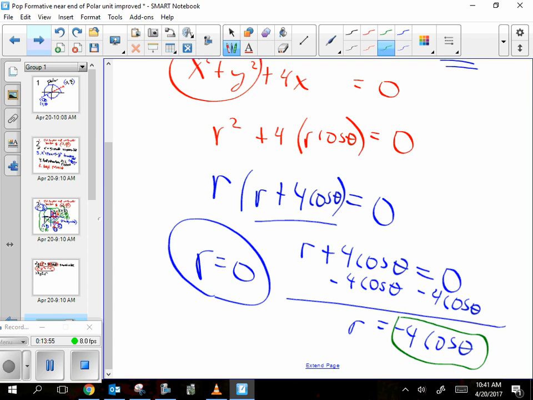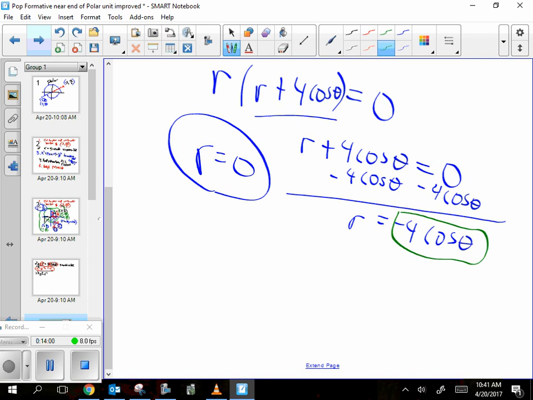Okay. R squared plus 4 times r. Okay, so you squared some stuff and, well, I multiplied by r, so I had r squared plus 4. Okay, we can multiply by r on both sides. Is that what you're saying? Yeah. Then we'll have like that. Then I just subtracted the whole chunk of 4r cosine theta and divided by r.